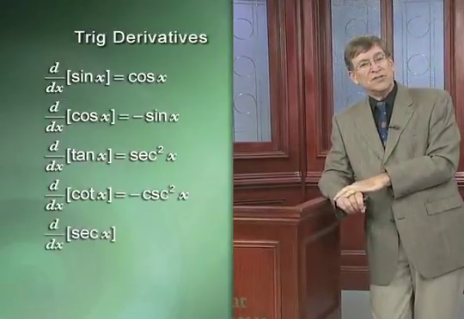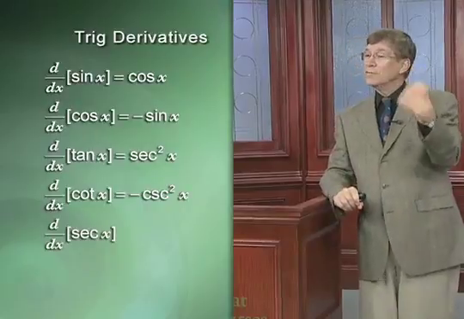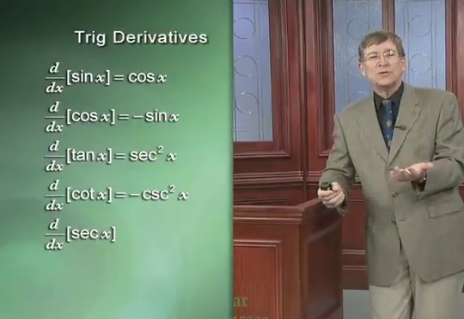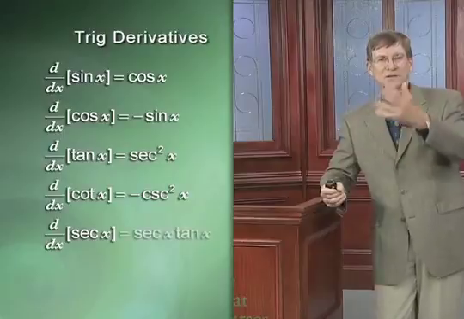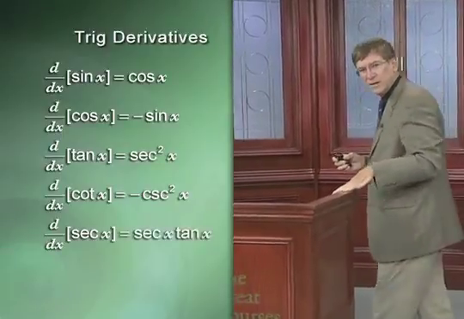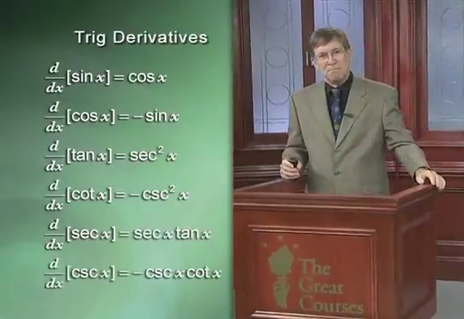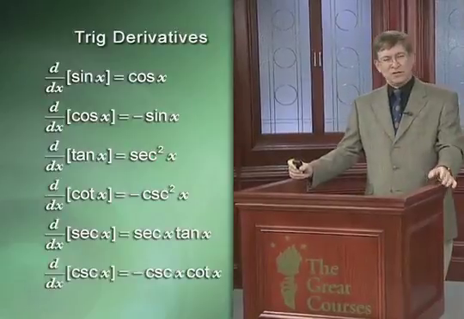How about secant? What's the derivative of secant? Well, that's 1 over cosine. That's a quotient. Use the quotient rule, you get secant tangent, and finally the derivative of cosecant is minus cosecant cotangent.